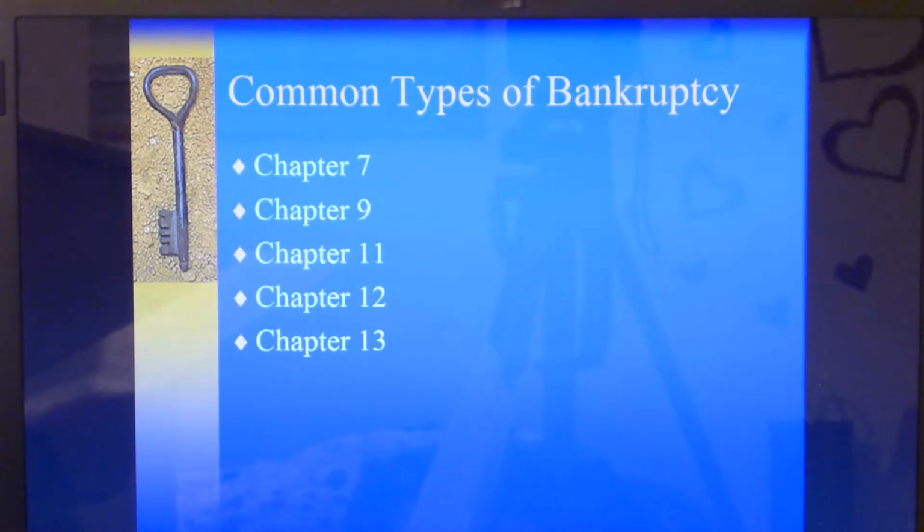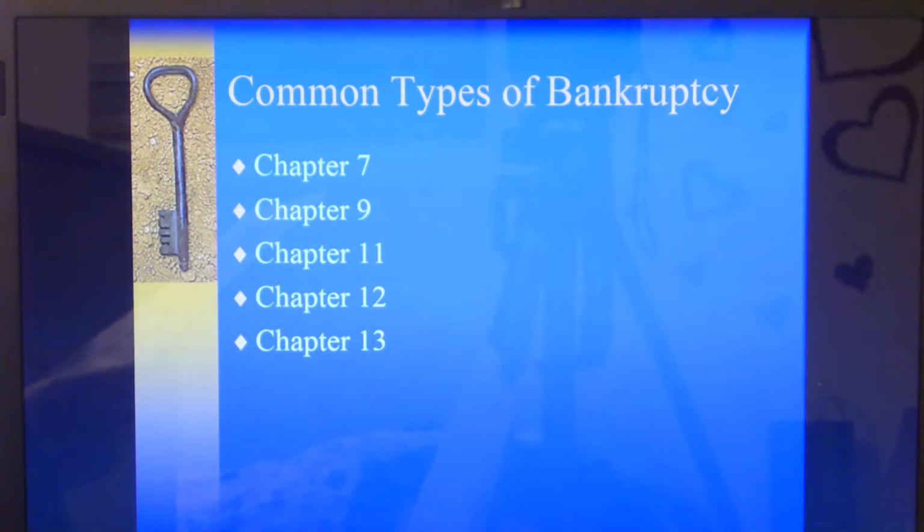Chapter 11 bankruptcy provides generally for reorganization, usually involving a corporation or partnership. A Chapter 11 debtor usually proposes a plan of reorganization to keep its business alive and pay creditors over time. So people that are in a business or individuals can also seek relief in a Chapter 11, and it's generally referred to as a reorganization bankruptcy.